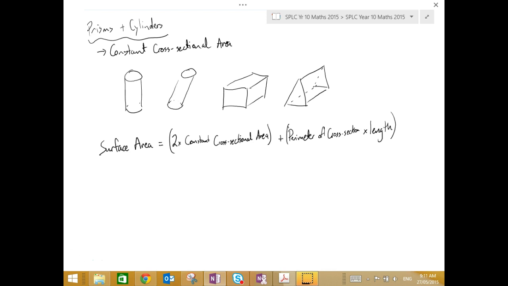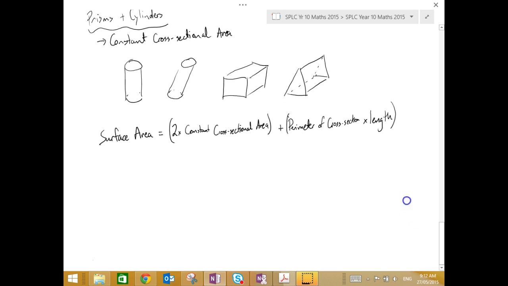Perimeter of the prism, or of the cross-section, times the height or length. The cross-section is the bit that stays the same shape all the way through. Prisms and cylinders have the same shape all the way through. So for this one, it'll be a triangle. But for a cylinder, it's a circle. If I just find the perimeter of that and times it by the length, 2 pi r h, that's just the perimeter times the height. And that works for every prism and cylinder, so you don't need to learn extra ones.